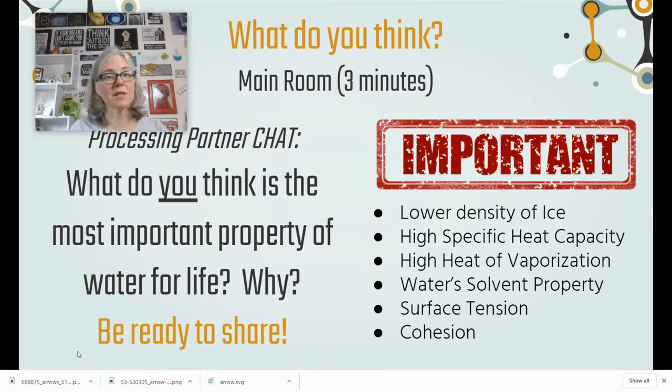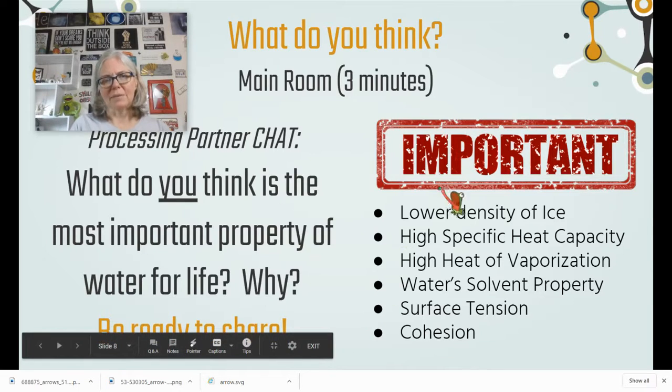After that, I'm going to have them in the main room do a process partner chat. So they're going to use the private chat feature to kind of think about and then tell each other what they think is the most important property of water for life. So these are the ones that they've looked at. And now what I'm asking them to do is to really evaluate them, like which of these is going to be the most important property for living things.